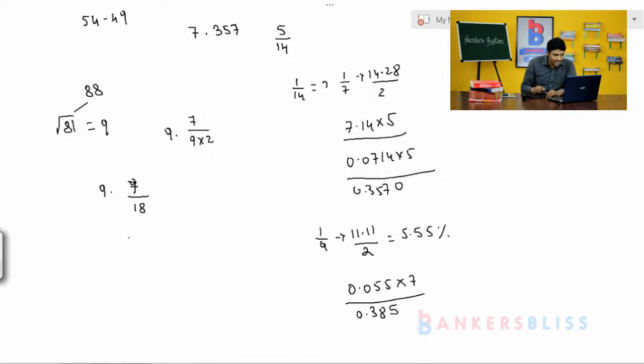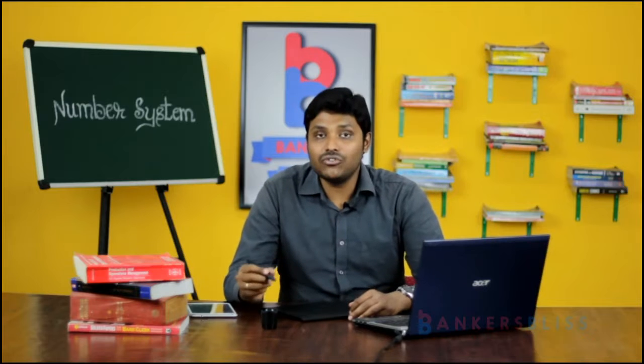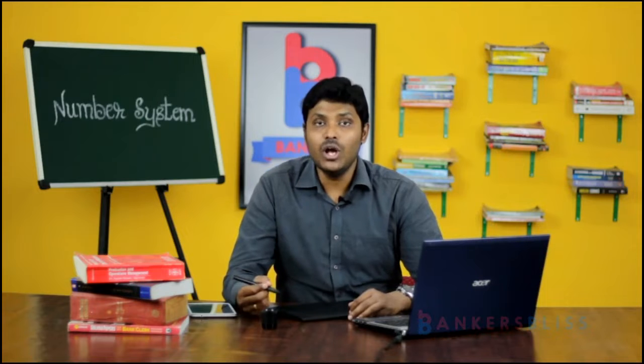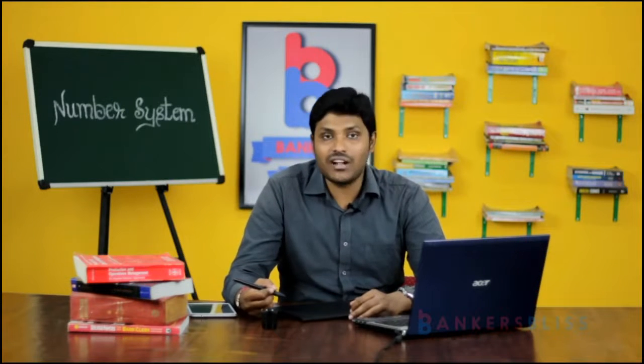So the answer is 9 plus 0.385, which is equal to 9.385. See how easy it is. See, if you learn 1 by 2 to 1 by 11 in the percentage, I have told you 1 by 2 to 1 by 11, then these problems are very, very easy for you to calculate.